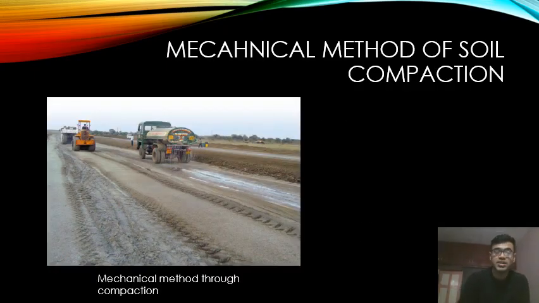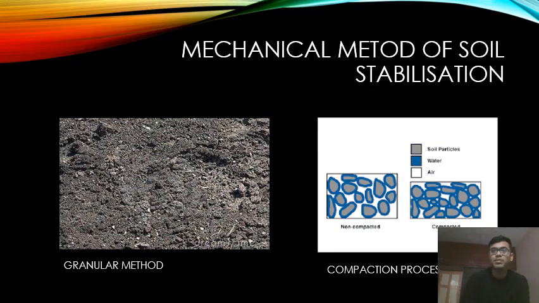This is the pictorial presentation of the mechanical method of soil compaction, the mechanical method of stabilization. You can see that a 6-foot roller is being used in this base layer or maybe the subbase layer to compact the soil. This is the pictorial presentation of the mechanical method of compaction.